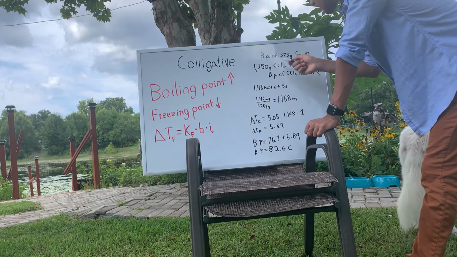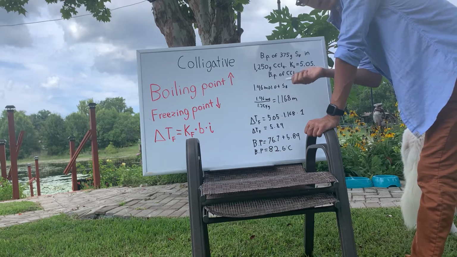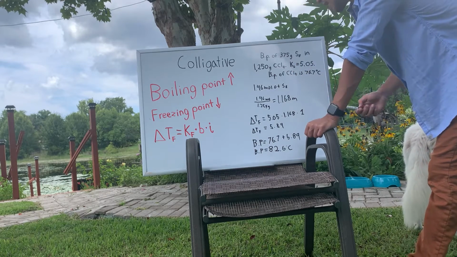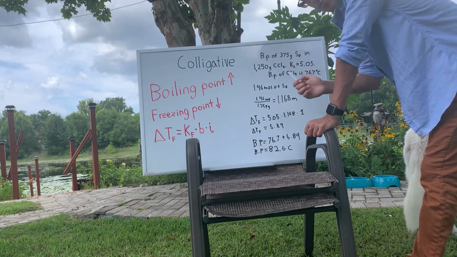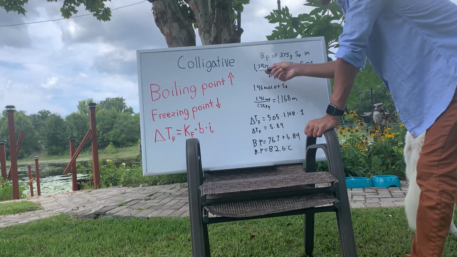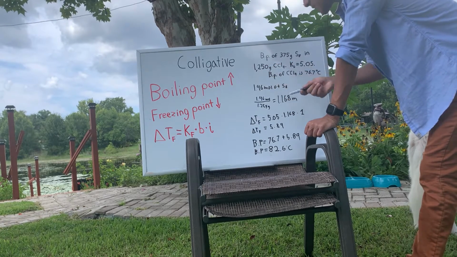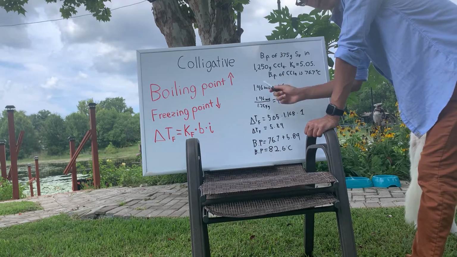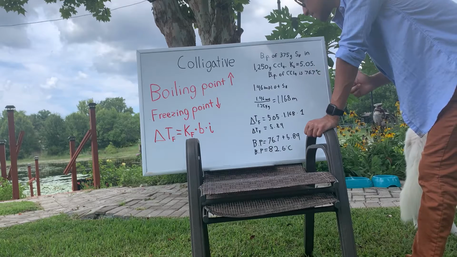So we know we have 375 grams of S8. We can divide this by the molar mass of S8, which you can see on a periodic table, and we should get about 1.46 moles of solute. Next, we need to calculate molality by dividing by kilograms of solvent. So we know our solvent is CCl4. Convert 1,250 grams into 1.25 kilograms. Divide the two, you should get 1.168 molal S8.